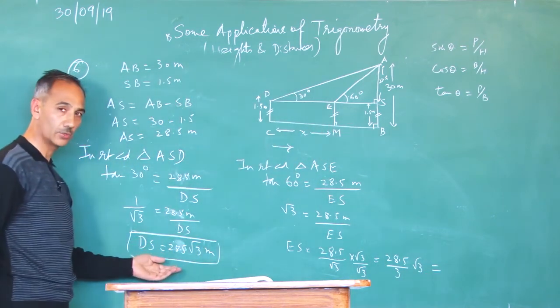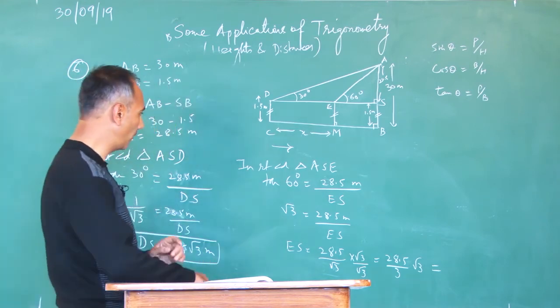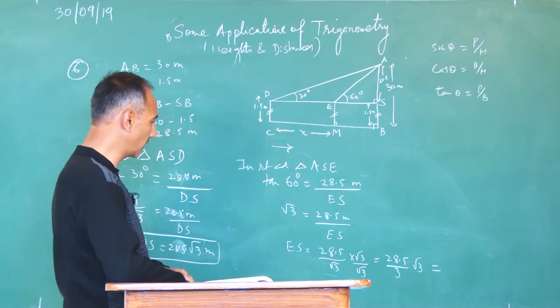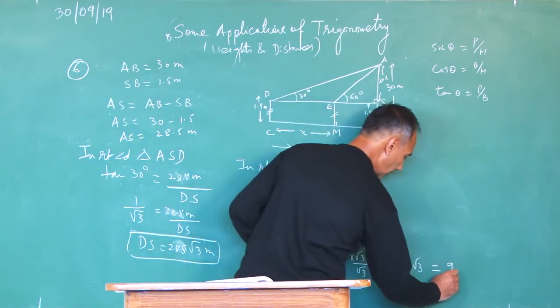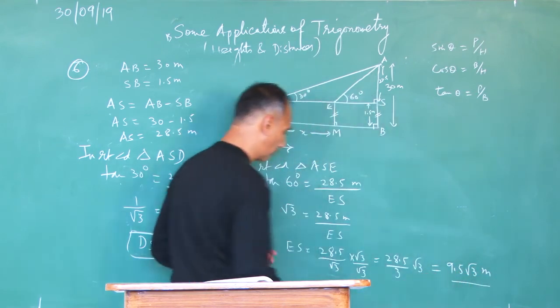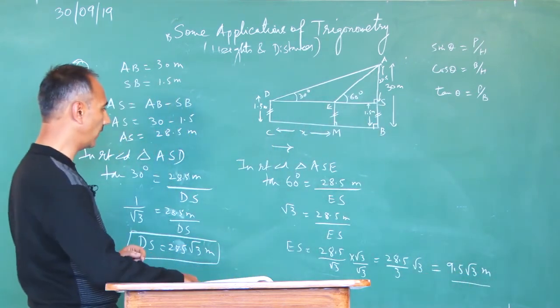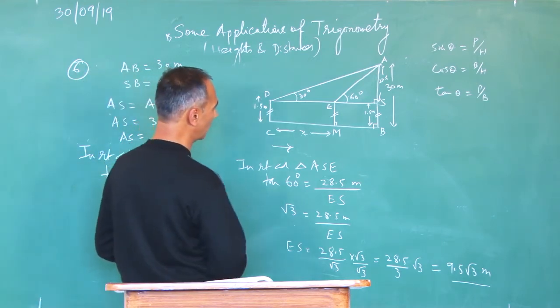We didn't have a square root in the denominator, I left it that way. So 28.5 upon square root 3, do the rationalization. So that will be 3. It will be 3 9s 27, 3 5s 15, 9.5 root 3. 9.5 root 3, 3 9s 27, right. Now this is my ES.